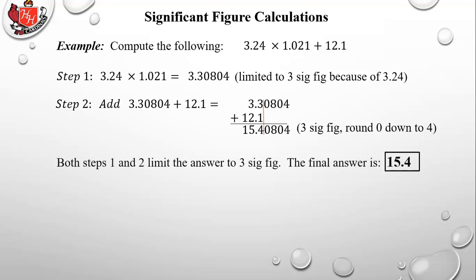So both steps 1 and 2 limit the answer to 3 significant figures. So you have to take the one that has the least number. In this case, they're both 3, so there's no conflict. So the final answer is going to be 15.4.